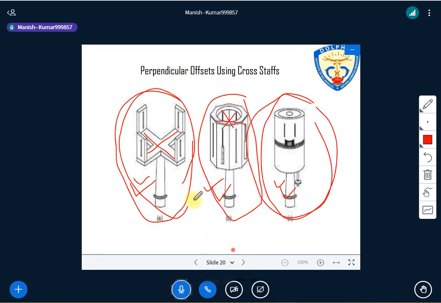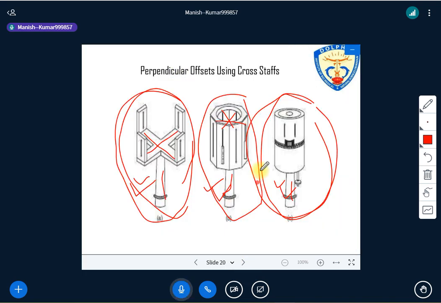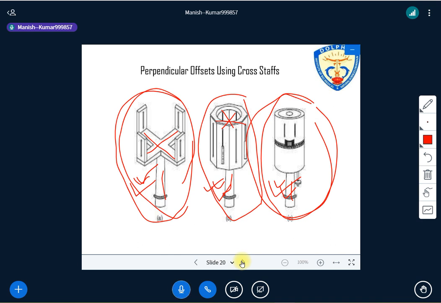We have a stand, the staff is mounted on the stand, and then the first line of sight is set along the chain line, and without disturbing it, we set the right angle. Let me explain how it has to be done. We have to understand this cross staff is the instrument, right? There are three kinds of cross staff. Again I am repeating: open, French, adjustable, and I have explained the features, right? It has two perpendicular lines of sight, so using that feature, we are supposed to draw the perpendicular offset.